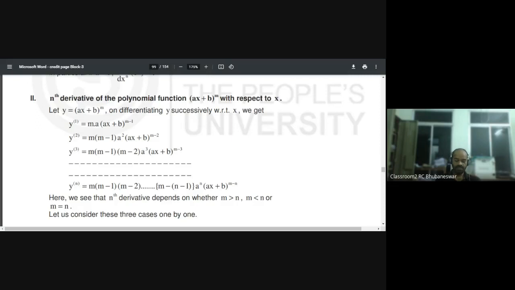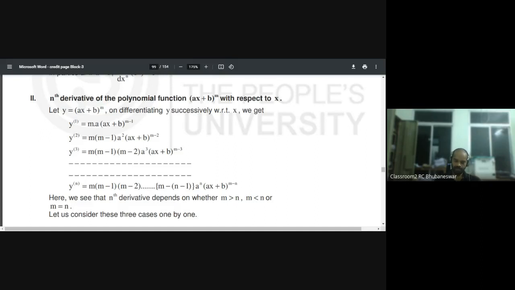So this kind of pattern we will find if we calculate the nth derivative of the polynomial function, that is in the form of (ax plus b) whole to the power m with respect to x. So this is the main focus point of discussion in this particular chapter.